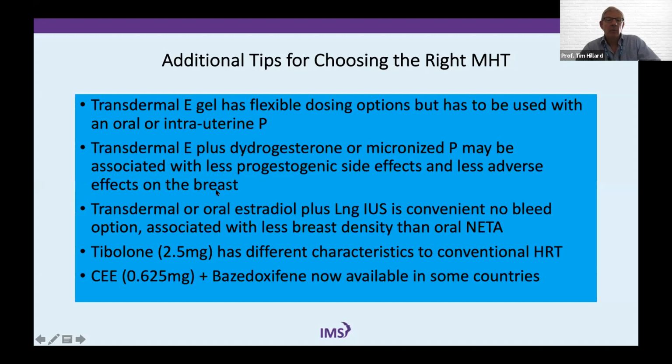The transdermal or oral estradiol plus the levonorgestrel IUS is a convenient no-bleed option. And again, in studies, it's been associated with somewhat less breast density than oral norethisterone, which may be a positive factor in interpreting mammograms. But we haven't really got the data to say this is a safer option in terms of breast cancer risk.